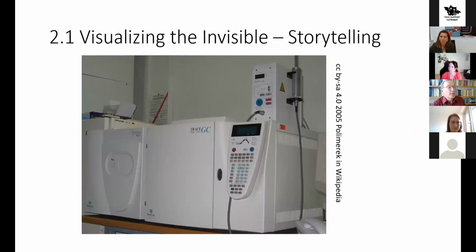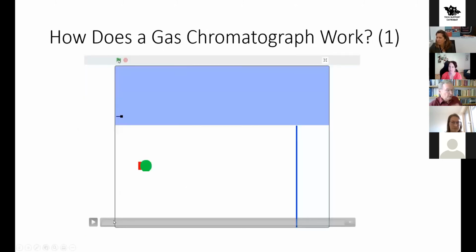So I start with storytelling, visualizing the invisible. This is a gas chromatograph, a big machine which is used to separate and identify substances. Some schools have these machines, and this is a really important topic in chemical education at schools. But it's closed. You can't look inside, but you can illustrate the principle of how this works with a Scratch animation.